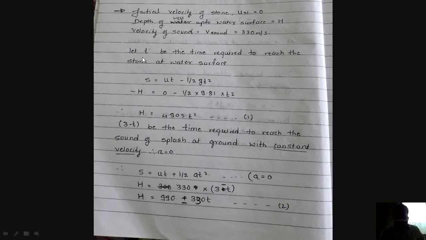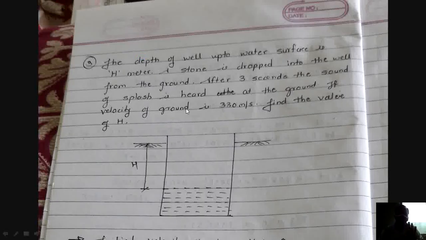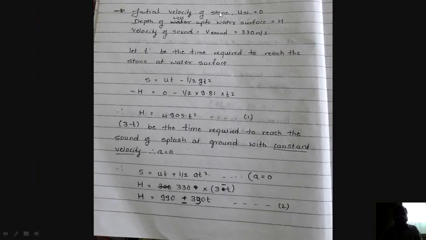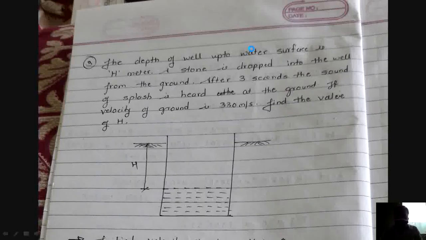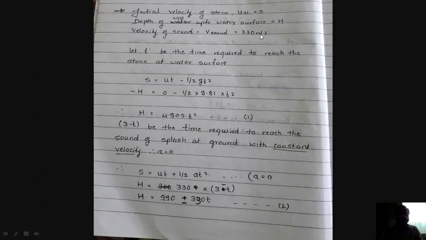Sorry, here I have written something wrong. Here it is the velocity of sound, not the velocity of ground. Then the initial velocity of the stone is u is equal to 0. The depth of the well up to the water surface is equal to h. The velocity of sound is equal to 330 meter per second.